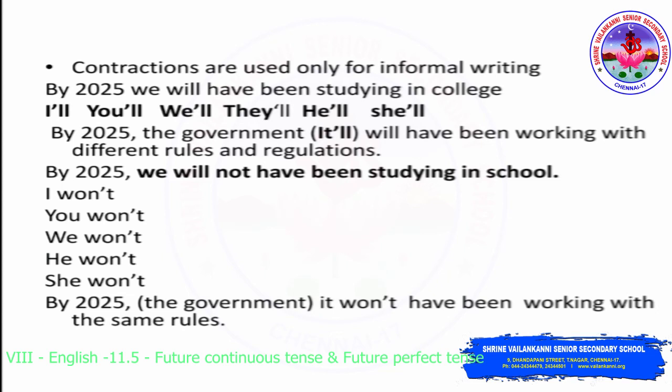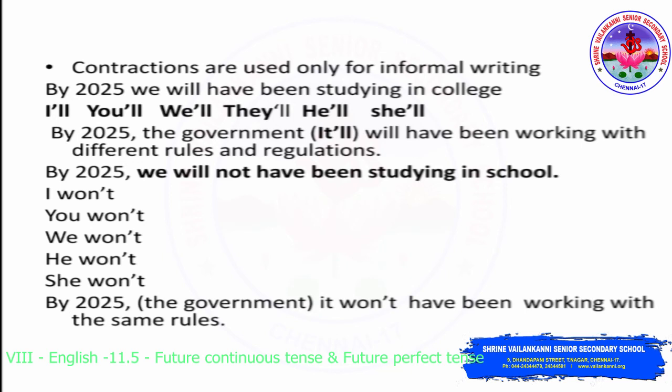By 2025, we will have been studying in college. Now, what is the contraction form for we will? We'll, I'll, you'll, they'll, he'll, she'll. By 2025, the government, or by 2025, it'll have been working with different rules and regulations. Here I'm pointing out the government, so I can use it, and it is pronounced as it'll. If you cannot pronounce it properly, you can go with the full form it will. By 2025, the government will have been working with different rules and regulations.